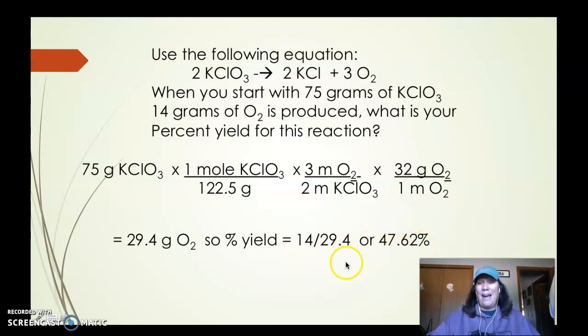So I didn't even get half of my yield. So I probably need to look at this and see what I'm doing wrong. Fix something. I'm losing oxygen somewhere. So I've got to redo my procedure or do something to fix it because I'm really losing quite a bit. Okay? So that's how you do percent yield.